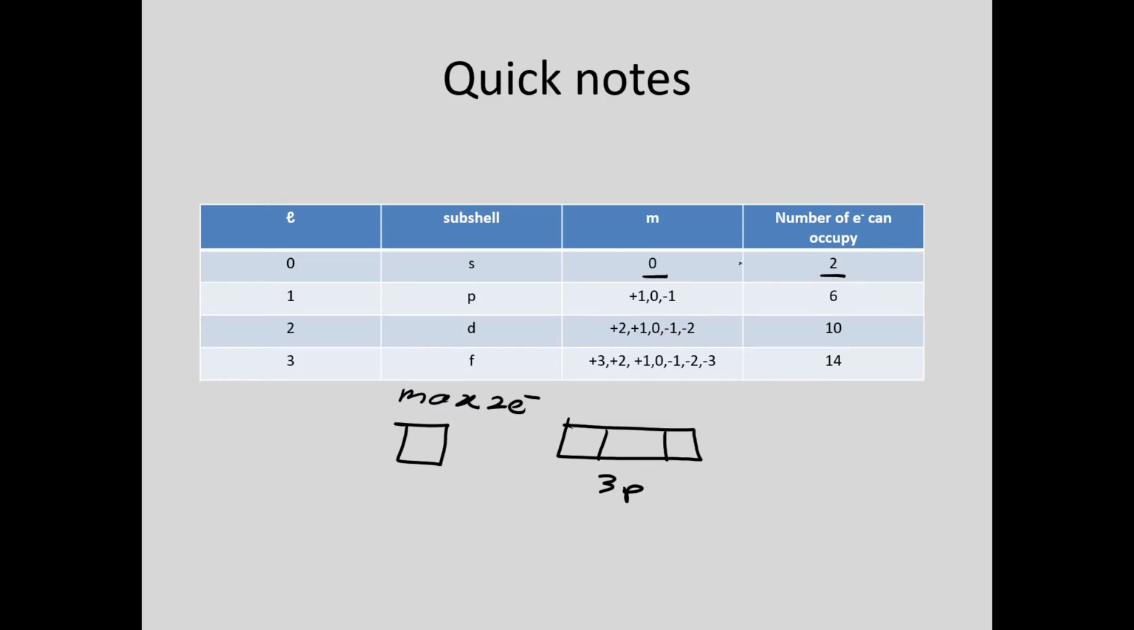So, S has 1 box, so it can only hold 2. For P, there are 3 orientations, so 3 boxes. 1 box holds 2, so the maximum is 6. For D, there are 5 orientations, so 5 boxes. 5 boxes, each with 2, so multiply by 2. And the same goes for the F orbitals. Okay.